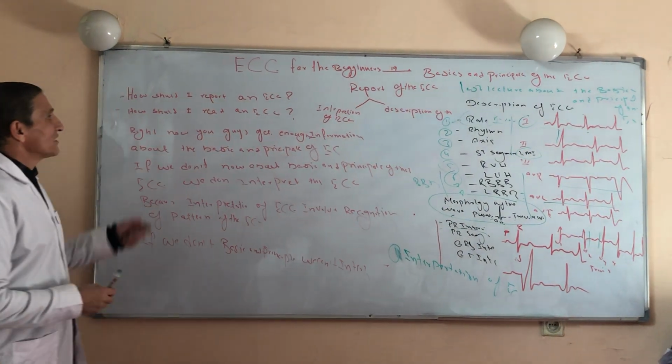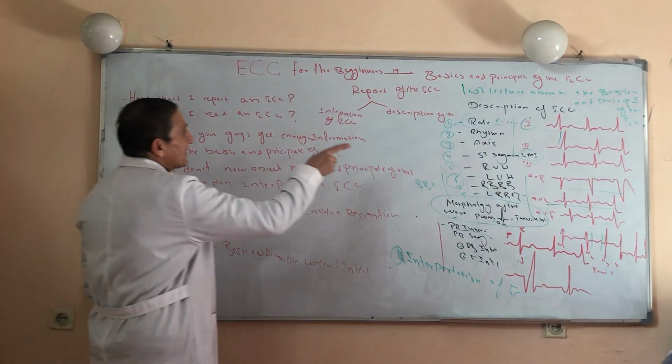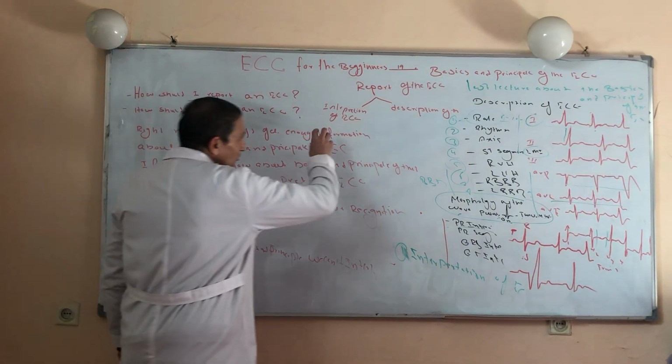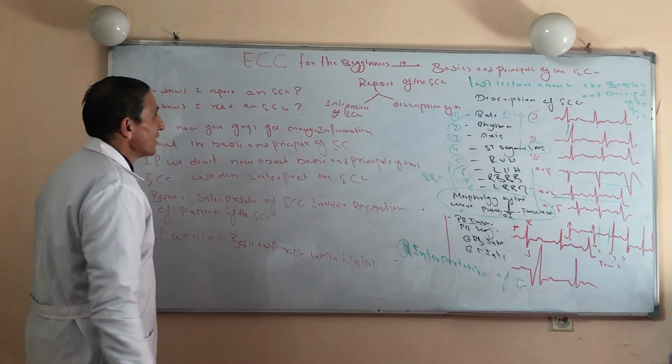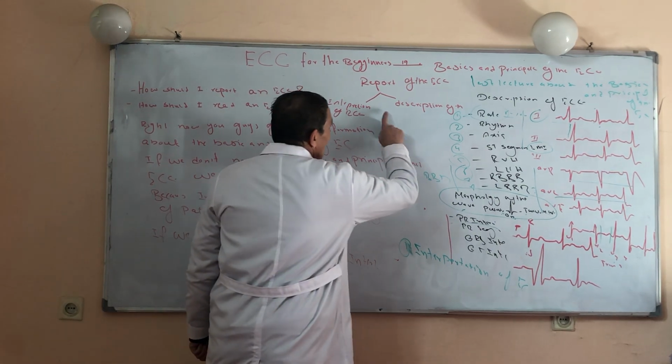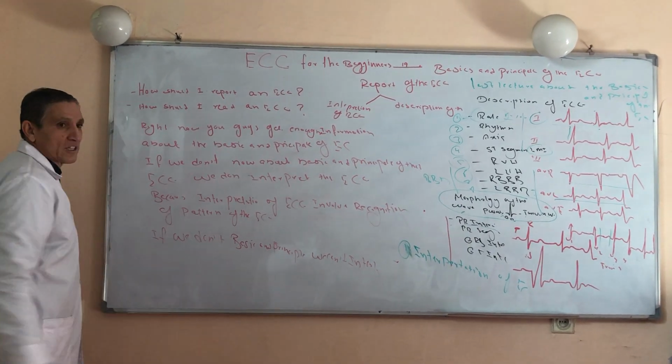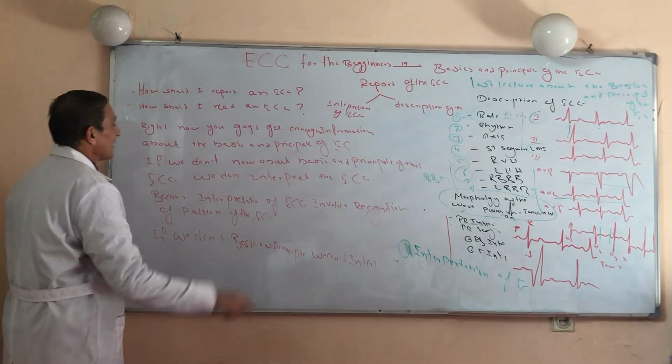Now, again we will discuss this matter: the report of the ECG. How should I know? What is the meaning of the report? The report of the ECG is divided into 2 categories. One is interpretation of the ECG, another is description of the ECG. Or in simple terms, how should I report an ECG or how should I read an ECG?